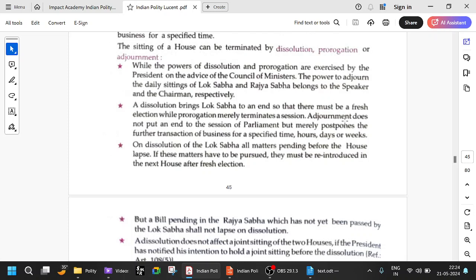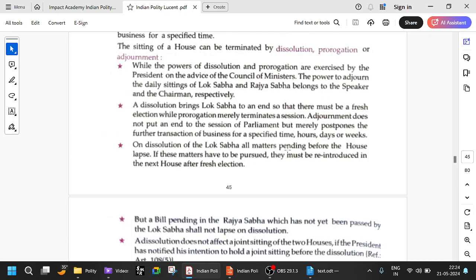Every now and then it is adjourned, and it is prorogued after that particular session, that summer session or winter session, is over. Every year it is prorogued, and once the whole term of Lok Sabha, that 5 years or maybe 2 years, 3 years, when the confidence is not there anymore, a no confidence motion has been passed or something, then the Lok Sabha is dissolved. When dissolution happens, there must be fresh elections again. That particular Lok Sabha is over.